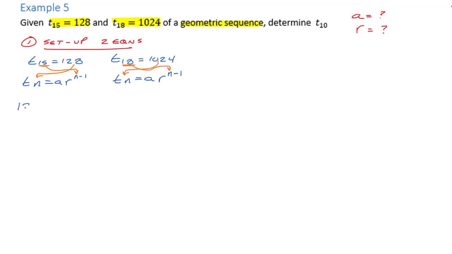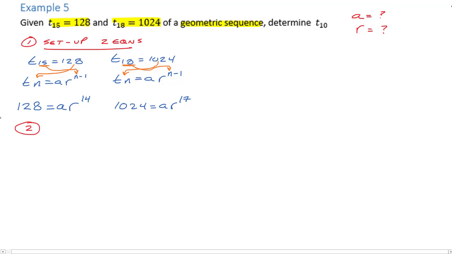Right now, 128 is a term. Don't know what A is, don't know what R is. I'm going to put 15 in for n and subtract 1. 15 minus 1 is 14. Same with this one, 1024. Don't know what A and R are. We're going to sub in 18. 18 minus 1 is 17. So we have two equations. What do we do when we have two equations and two unknowns? Generally, we use substitution or elimination, but that's not going to work here.